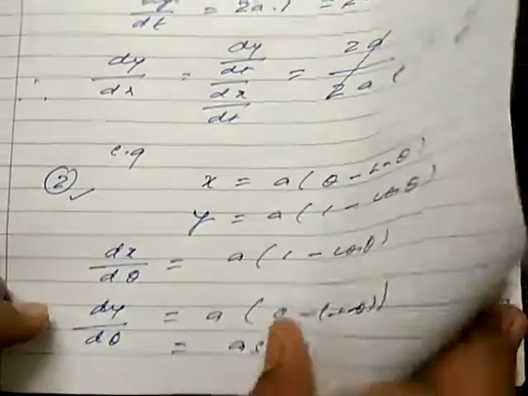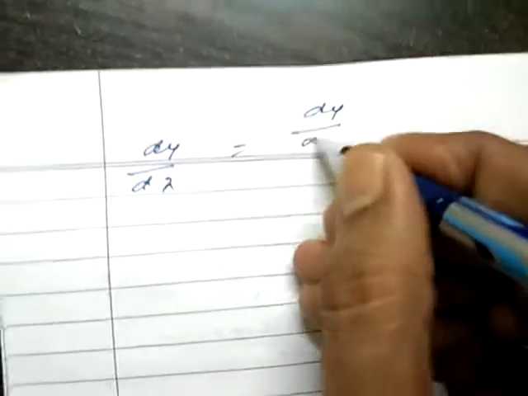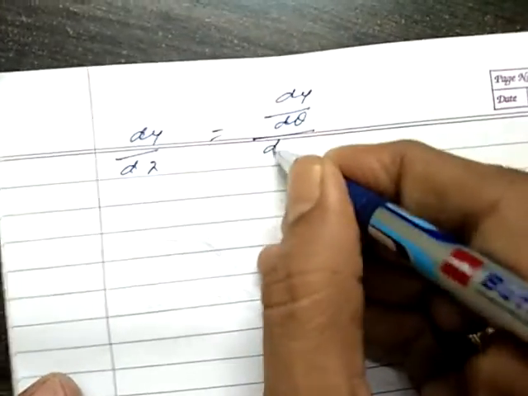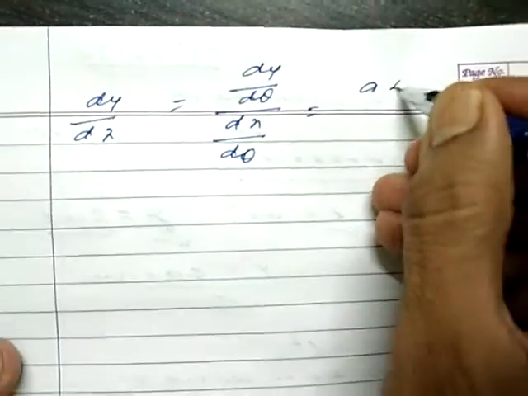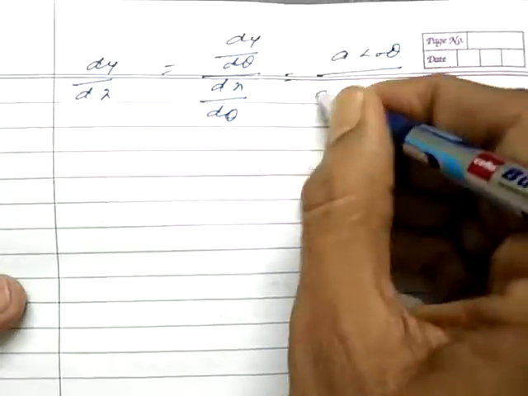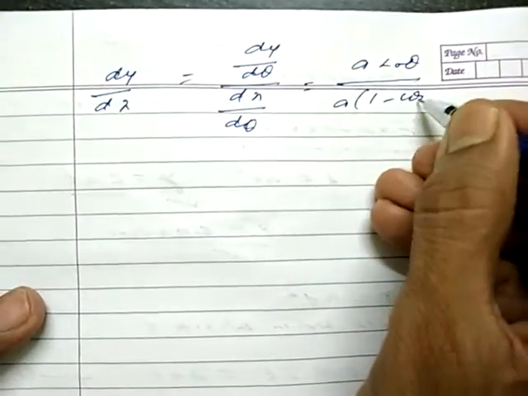Now our motive is to find dy by dx. What will we do? This is dy by dx, which is dy by d theta upon dx by d theta. We have the expression for that. This is a sine theta upon a(1 minus cos theta).